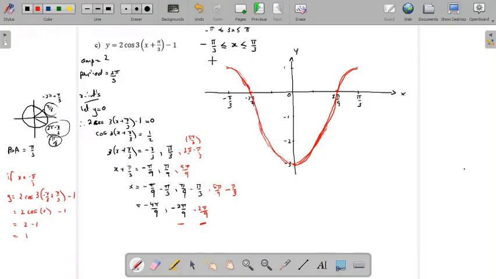Okay, so we've got our endpoints, negative pi over 3, 1, and pi over 3, 1. We've got our minimum value here at 0, negative 3, and our intercepts here at negative 2 pi over 9 and positive 2 pi over 9.